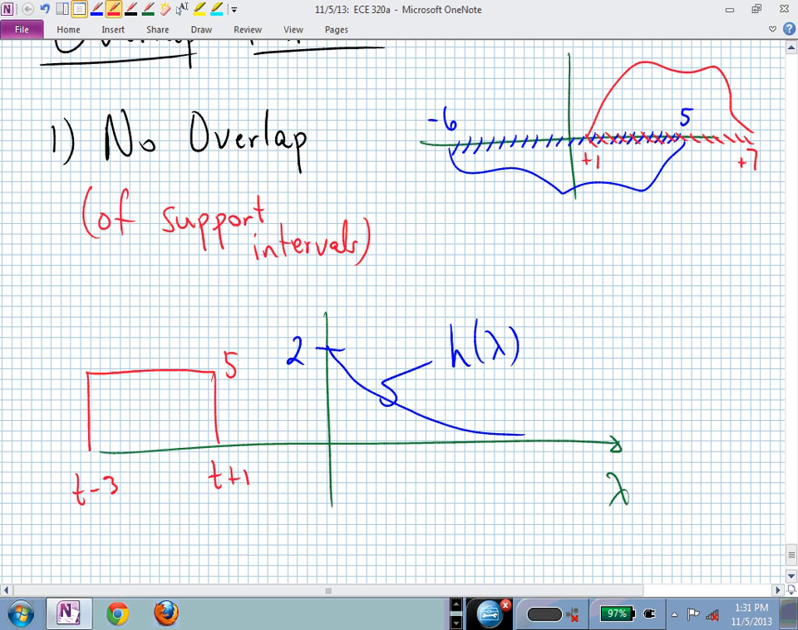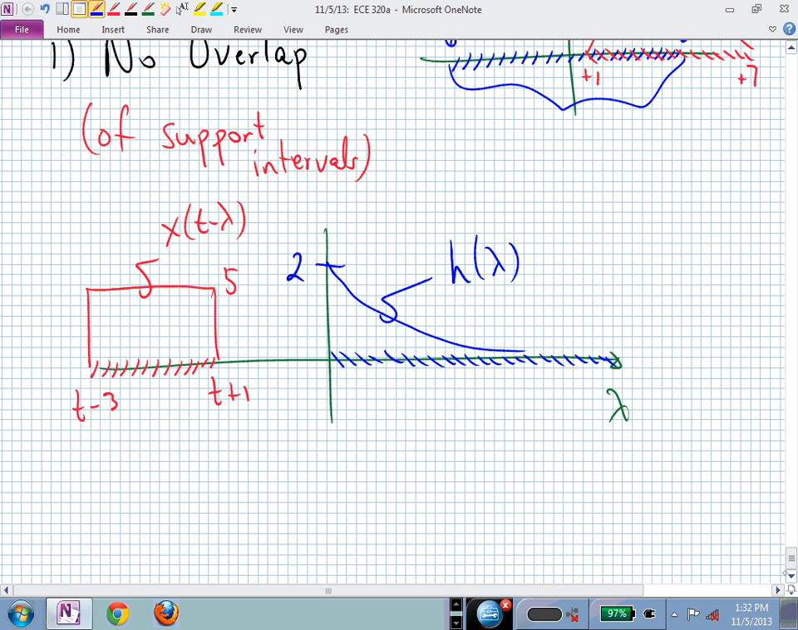Okay, so that's not very well drawn, but you get the idea. Do these intervals of support overlap? Here's my interval of support for x of t minus lambda, and this one goes on and on forever, doesn't it? That's infinitely long to the right. But now I need to find out what time interval, t, do I have this overlap picture.